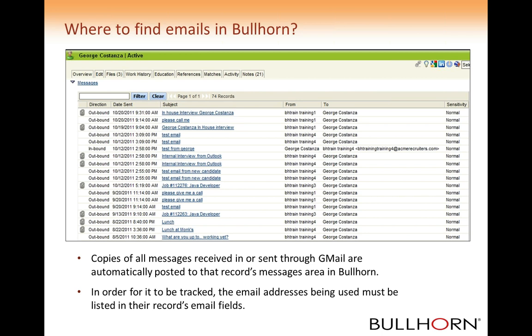Where will my emails show? Emails that I send to my candidates or contacts. Basically, nothing changes. The copies of all messages that you will receive in your Gmail or the messages that you will send from Gmail will be automatically copied to that record's message area in Bullhorn. So as it is today, nothing changes. You will see these messages under the Message Activity tab. If you go to Activity and click on Messages, all inbound and outbound email will be tracked as long as it has a matching email address on that candidate record.